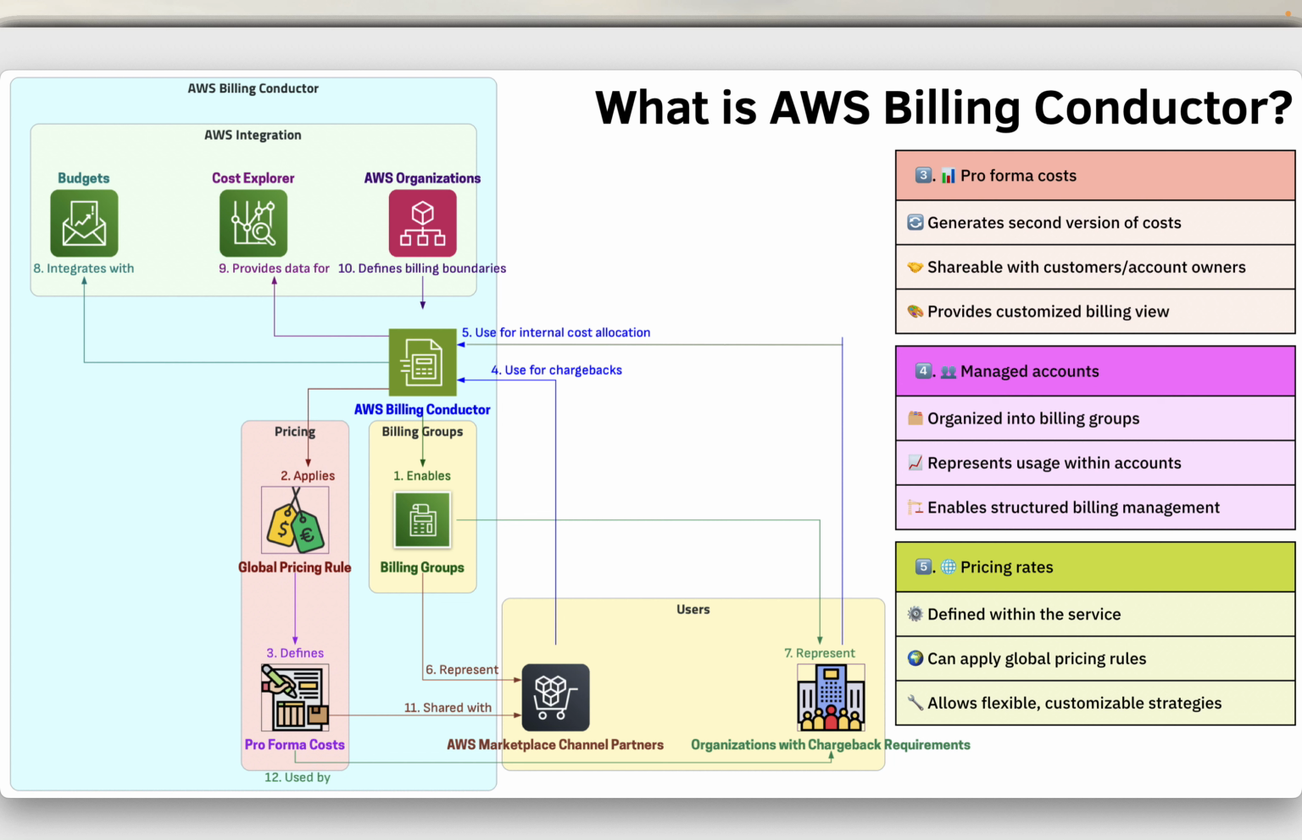And how does it work? It creates a special version of the bill, which is called a pro forma bill. This pro forma bill shows how much each customer or team used based on custom pricing set in the Billing Conductor. It groups related AWS accounts together to make billing easier. The main idea is to make it easier for resellers to bill their customers and for big companies to fairly divide their AWS cost among different teams. It's like having a smart assistant that organizes your AWS expenses in a way that makes sense for your business needs.